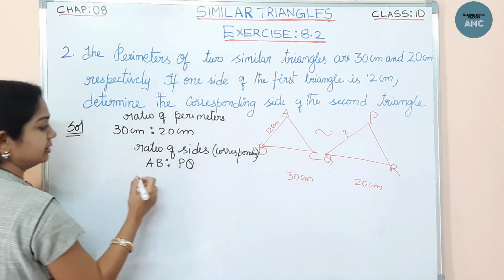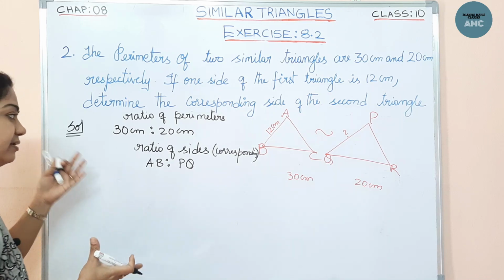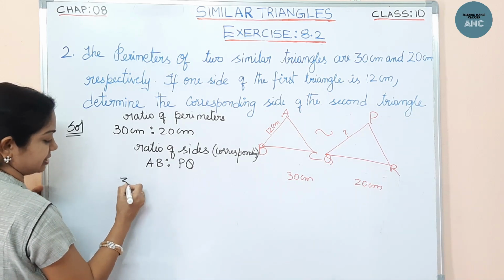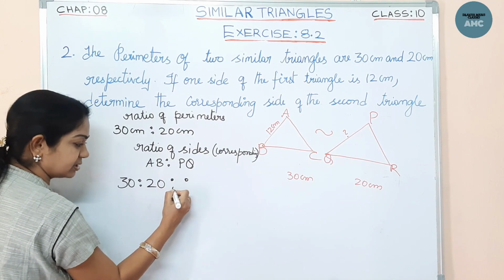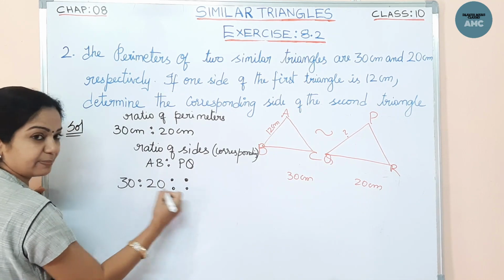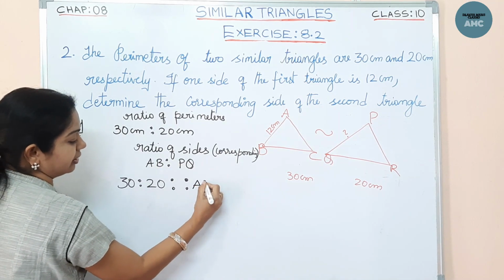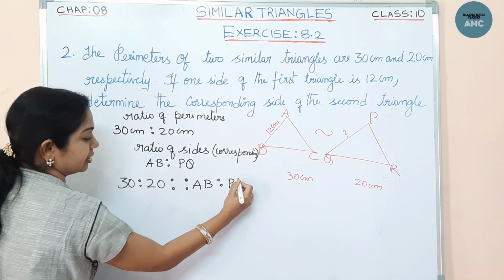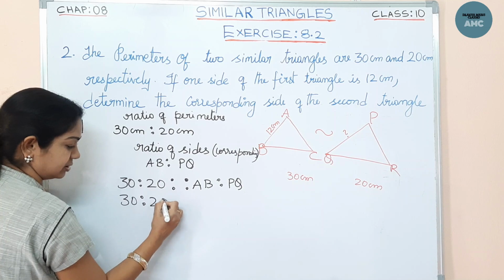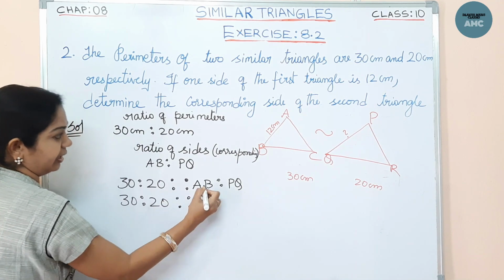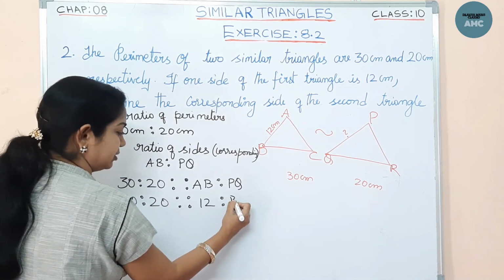That means here, these two ratios I'll compare. Comparing two ratios means they are in proportion. So let us take 30 is to 20 in proportion. This is the symbol for proportion. On one side I am taking AB is to PQ, and we know the AB value also. 30 is to 20 in proportion. AB is given as 12 centimeters. Now let me suppose PQ as PQ only.